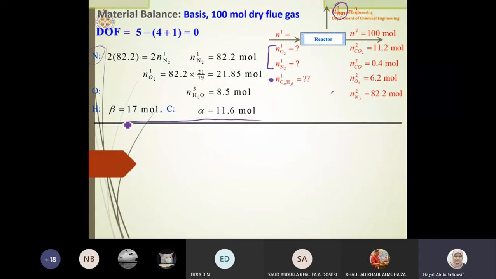And something is really interesting. When you apply the atomic species balance, you will notice that with carbon and hydrogen, because what you have here is C alpha H beta, when you do carbon balance, you will have an equation that has alpha, and when you do hydrogen balance, you will also have an equation that has beta. So you will be able to find the ratio between alpha and beta. According to the atomic species balance, that is a practice for you to test your understanding. You will notice that beta is 17 mole and alpha is 11.6.